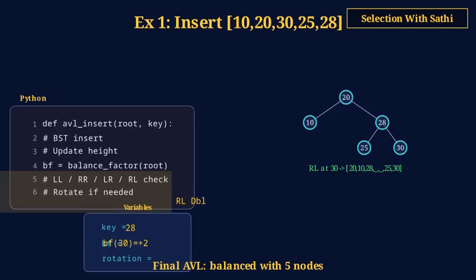Check left child 25, BF is minus 1. That is LR case. Left rotate 25, then right rotate 30. Final tree, 20 with children 10 and 28 has children 25 and 30.